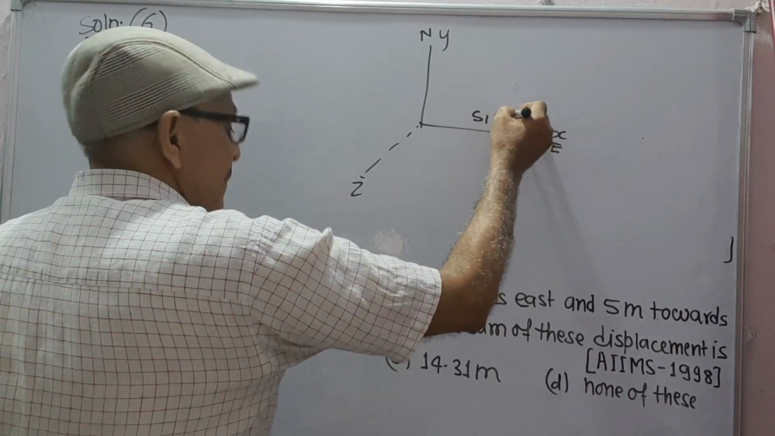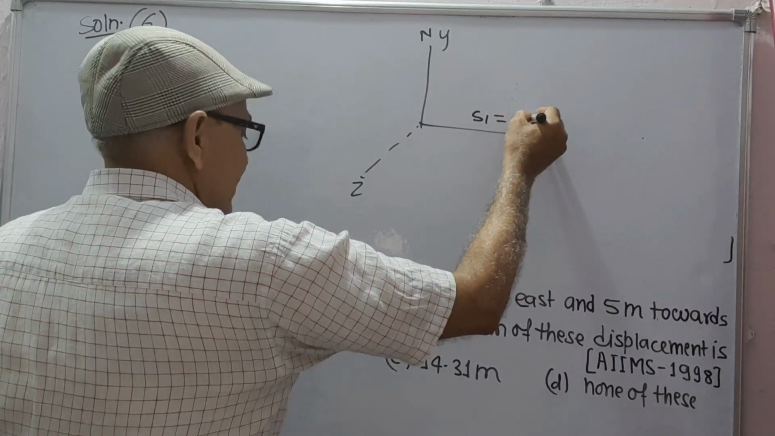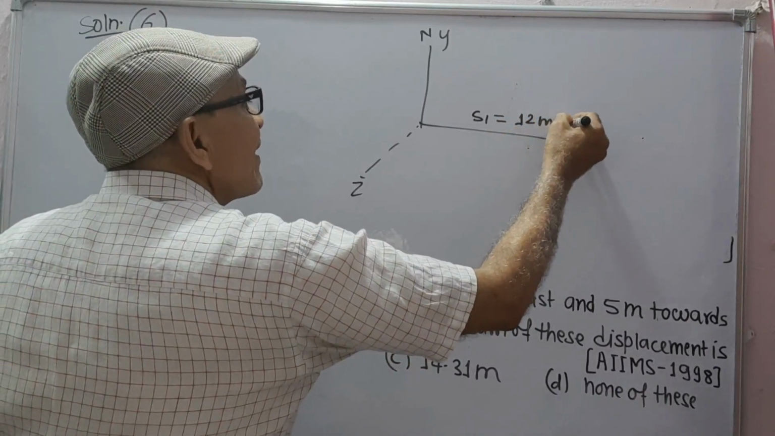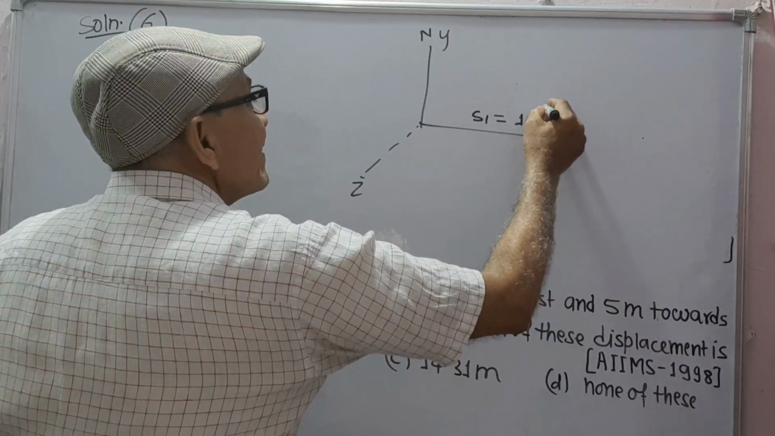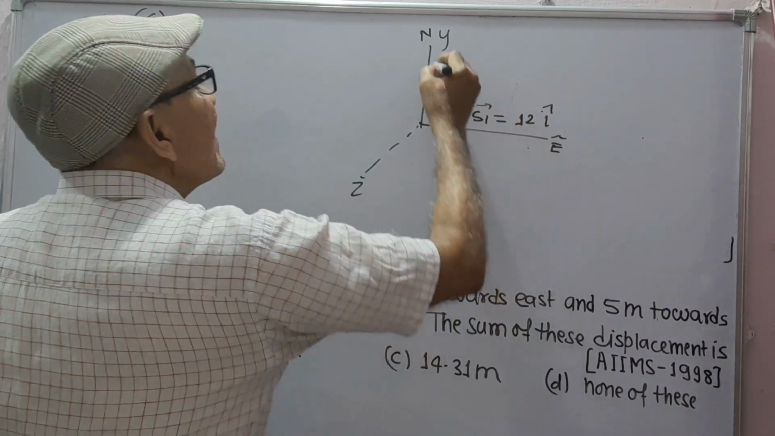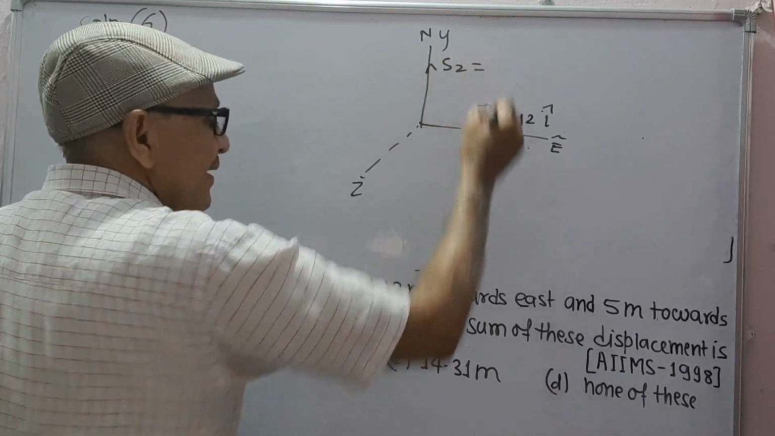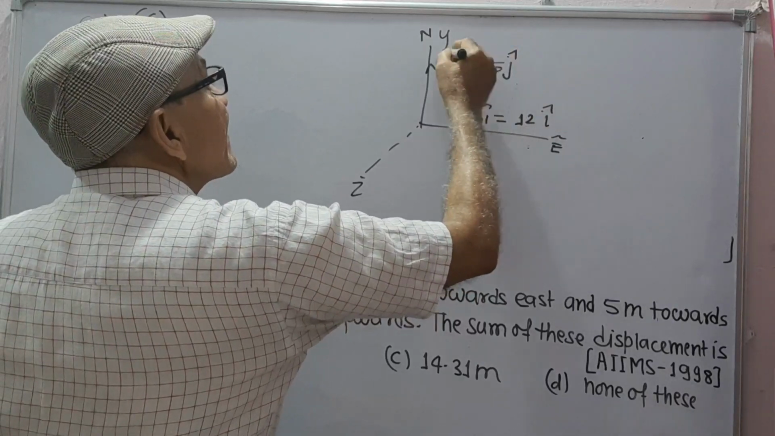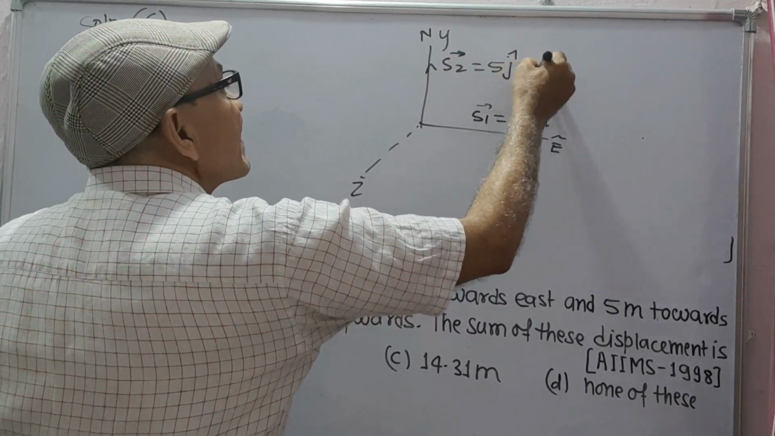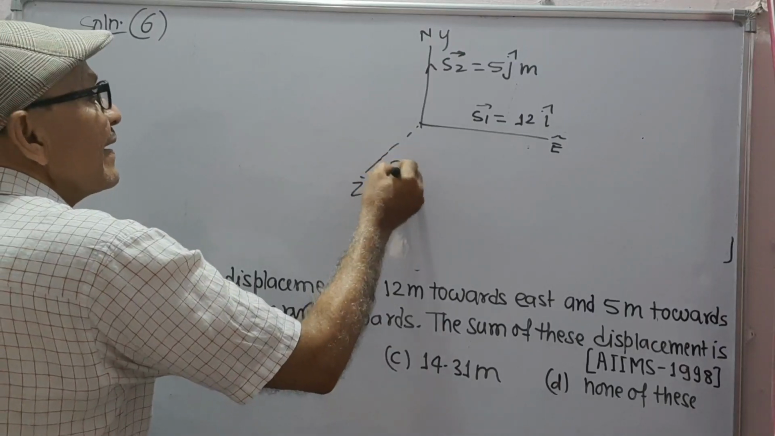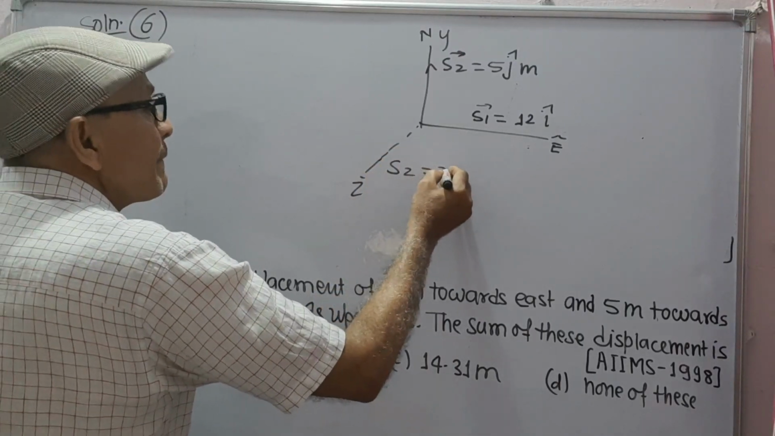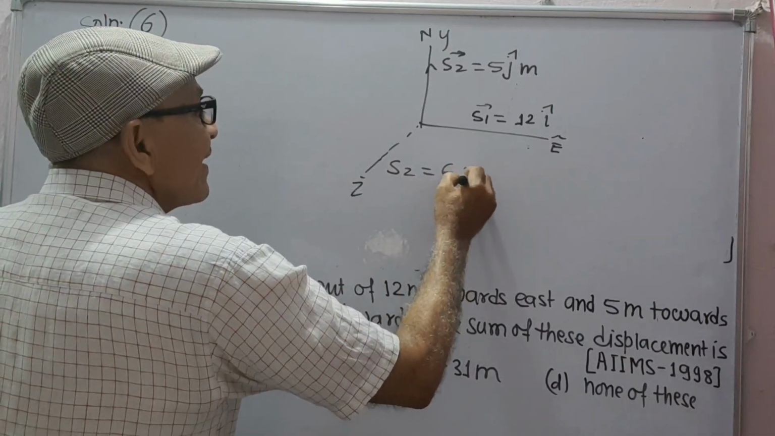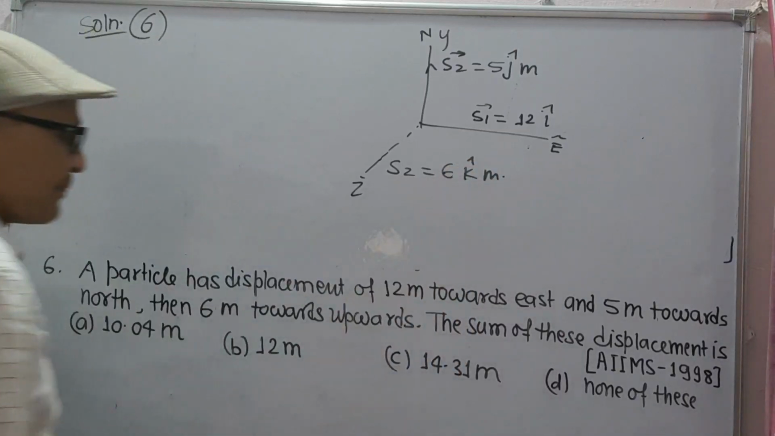S1 is equal to 12 meter or 12i unit vector. S2 is 5j unit vector meter, and S3 is 6 meter or 6k unit vector meter.